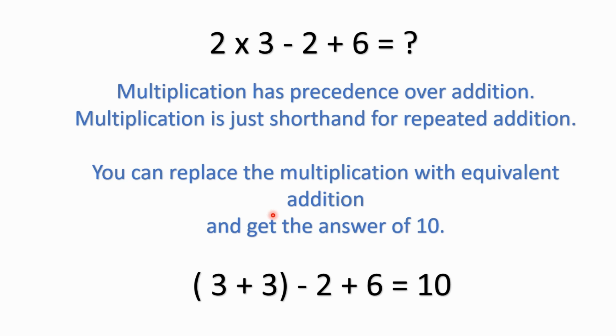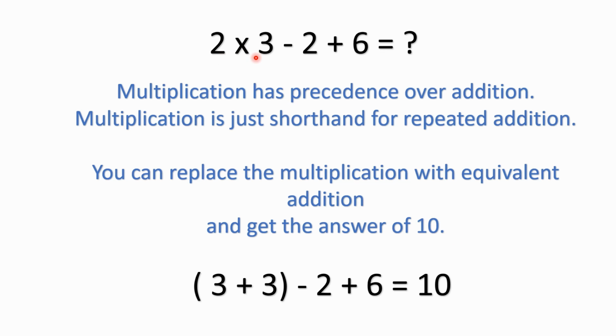All right, well, 2 times 3 minus 2 plus 6. Remember, multiplication has precedence over addition. It's part of the order of operations, which everyone should have been taught in school. In North America, that's basically elementary school. Multiplication is also just shorthand for repeated addition. So you can replace that multiplication with equivalent addition, and you'll still get the correct answer of 10.